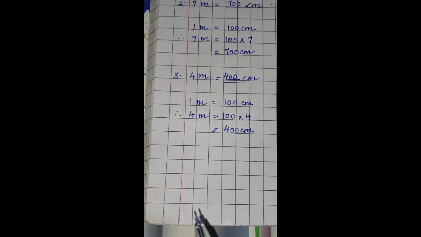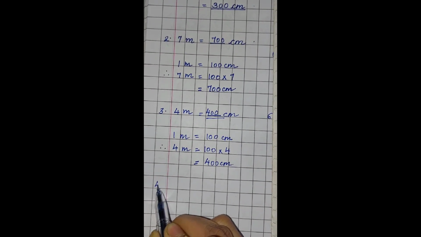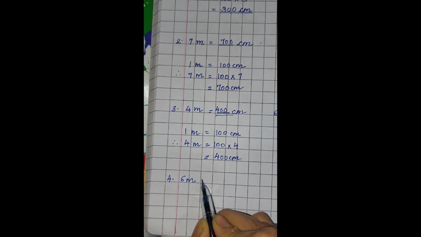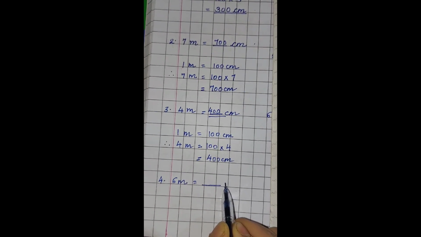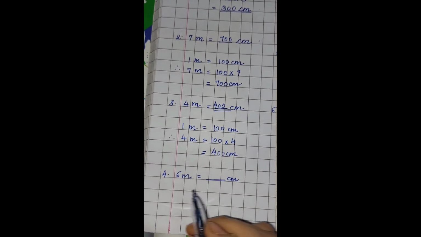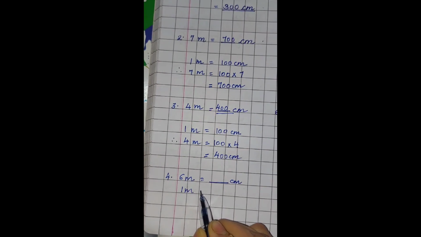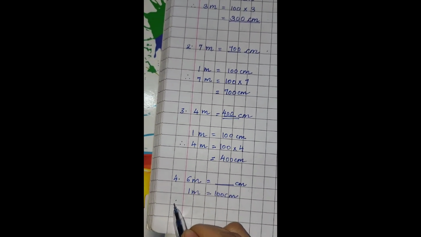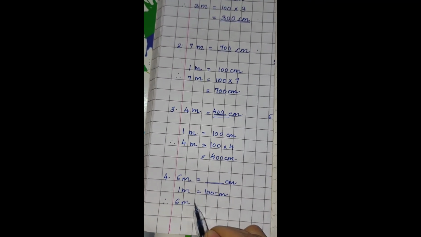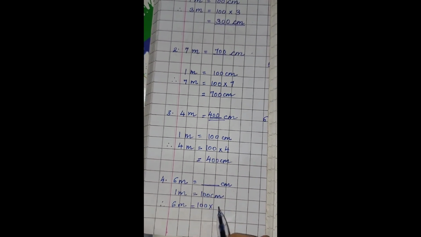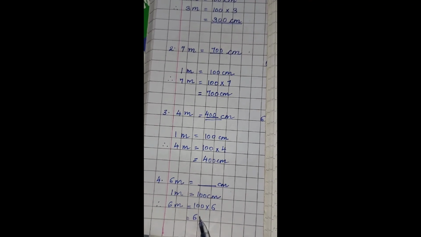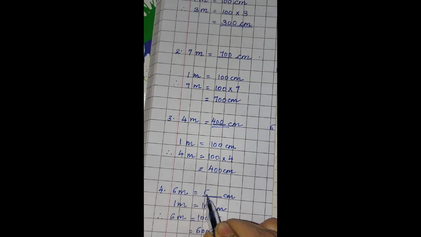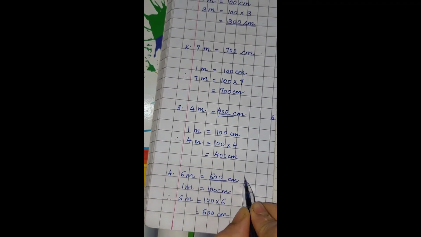Now, let me solve one sum for you. If we have 6 meters and we convert it into centimeters, how much will that be? We know that 1 meter is equal to 100 centimeters. Therefore, 6 meters will be 100 multiplied by 6, that is 600 centimeters. So, 6 meters will be, children, 600 centimeters.